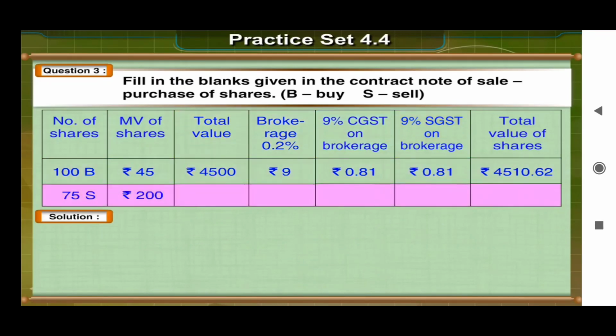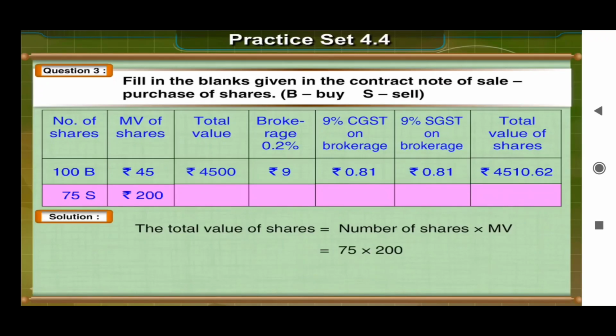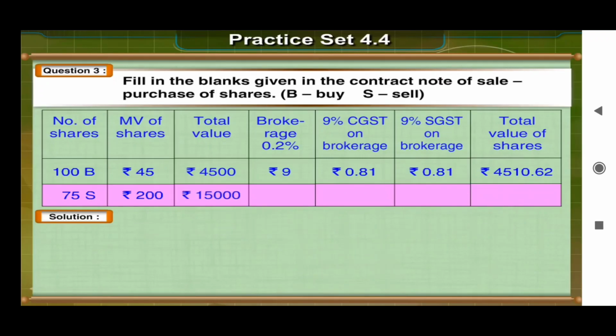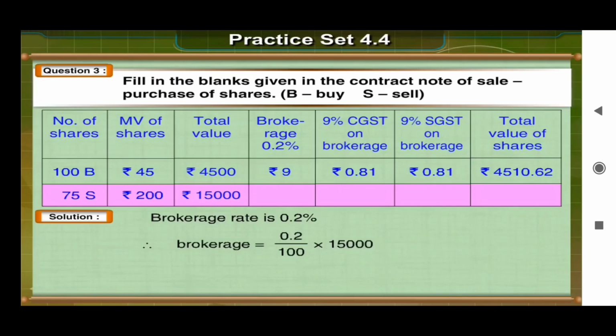In the second row, 75 shares are sold. The market value of a share is given to be rupees 200 per share. Therefore, the total value of shares is equal to number of shares into market value, that is equal to 75 into 200, which is equal to rupees 15,000. Brokerage rate is 0.2%. Therefore, brokerage is equal to 0.2 upon 100 into 15,000, and therefore brokerage is equal to rupees 30.